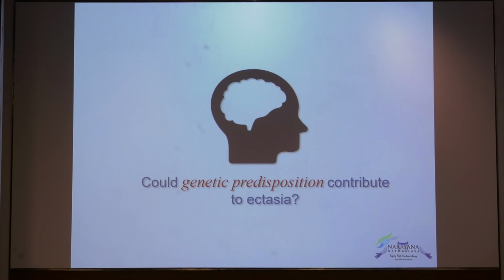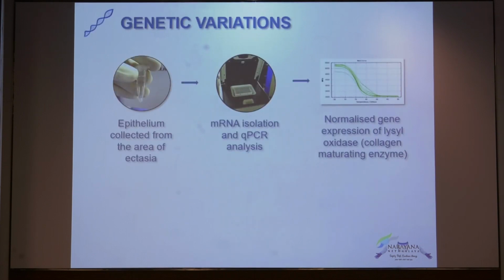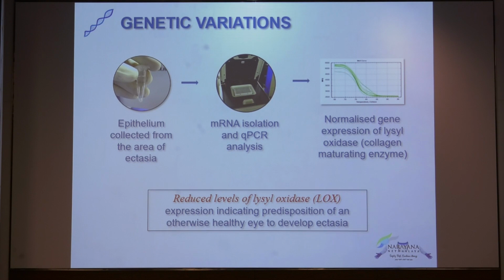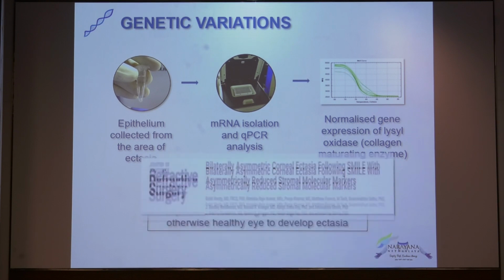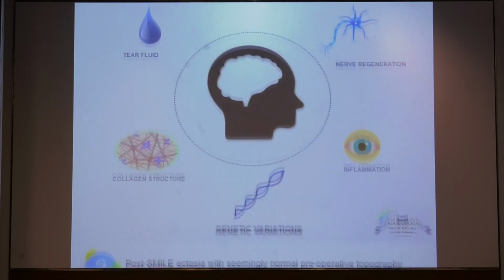So could genetic predisposition also contribute to the ectasia? Epithelium was collected from the area of ectasia, and a qPCR analysis was done. We found reduced levels of LOX, which indicates a predisposition of the healthy eye to develop ectasia. This has been our previously published work, wherein we found bilaterally asymmetrical corneal ectasia following SMILE, with asymmetrically reduced corneal stromal molecular markers.